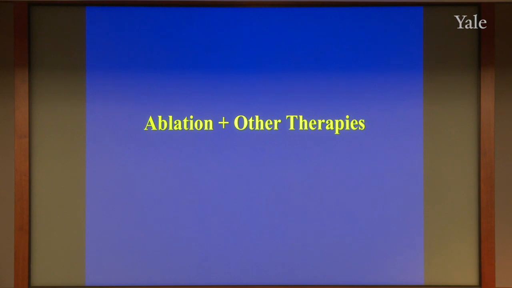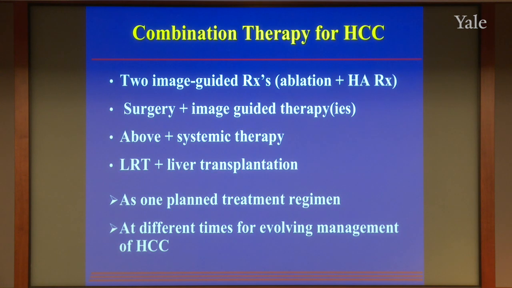So the other thing to realize is that ablation should not be considered in isolation. And all the treatments we're talking about today should not be considered in isolation. We have to think of all these treatments in combination with other treatments, either as a single-time approach or over time as patients' disease mandates, right? So ablation may be combined with other image-guided therapies, ablation plus transarterial therapy, and may be combined with surgery, with systemic therapy, as Stacy Stein discussed a little earlier, and we still don't know the full role there, or as a combination with liver transplant.